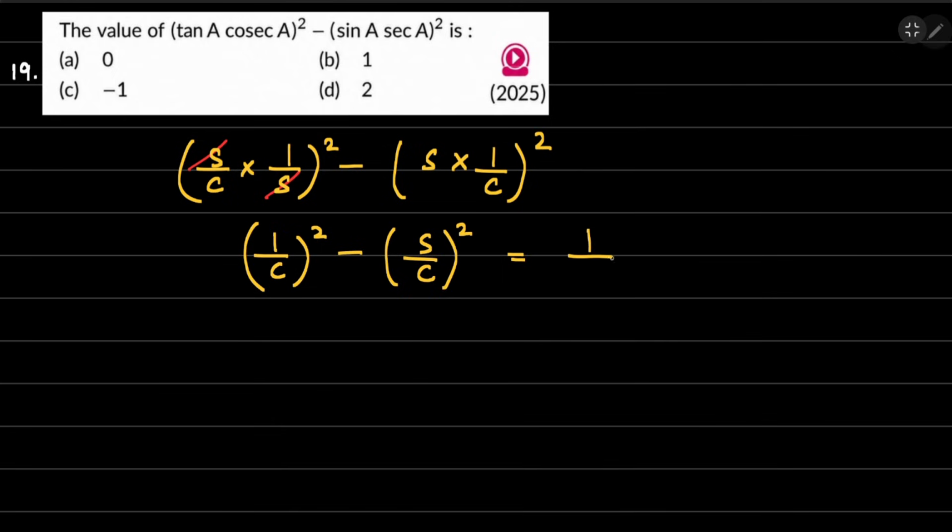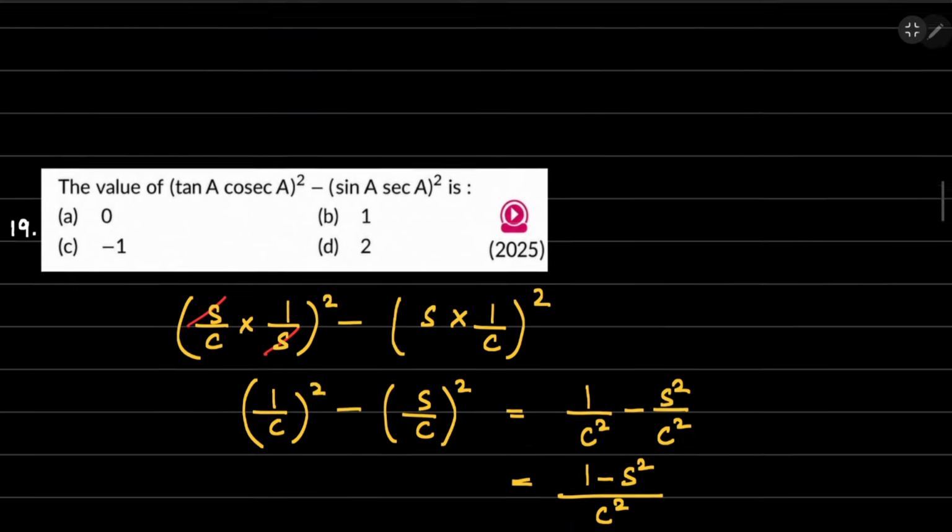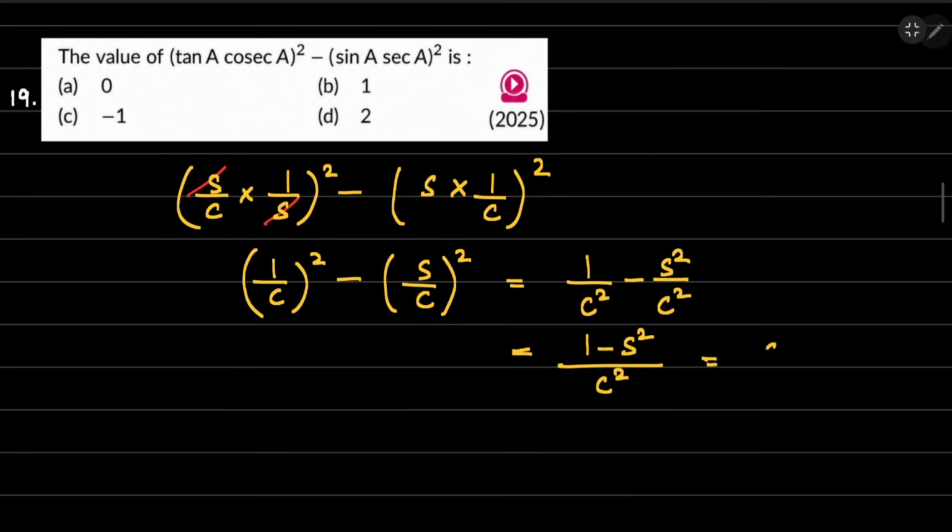So this is nothing but 1 by cos square minus sine square by cos square. When you take the LCM, the denominator will have cos square, and the numerator will have 1 minus sine square. What is 1 minus sine square? It is nothing but cos square. So cos square A divided by cos square A is equal to 1. The answer is 1. Option B is the correct answer. Let's move on to the next question.